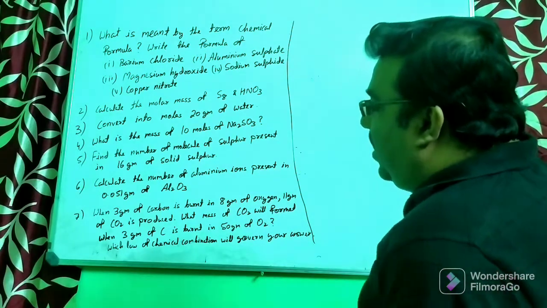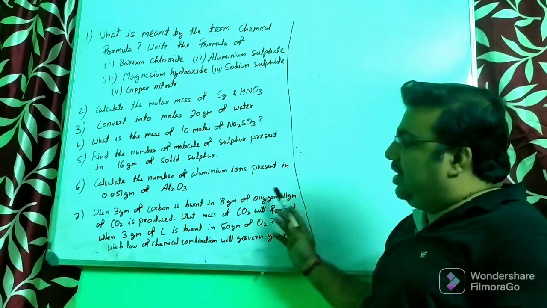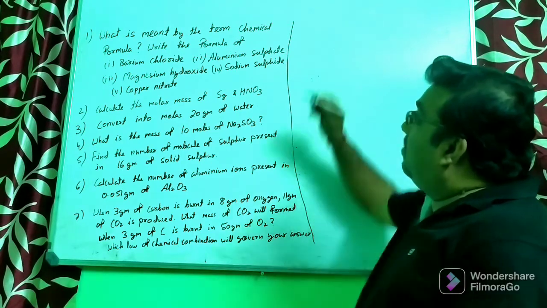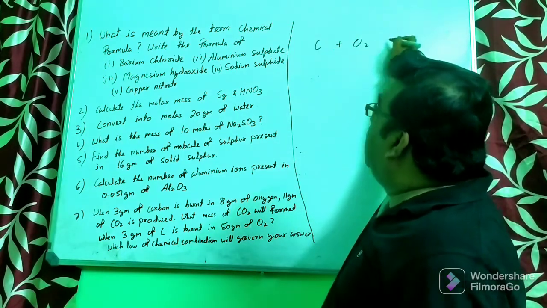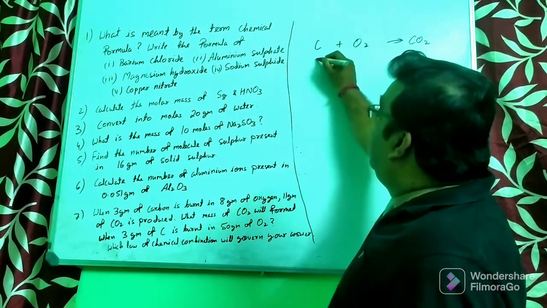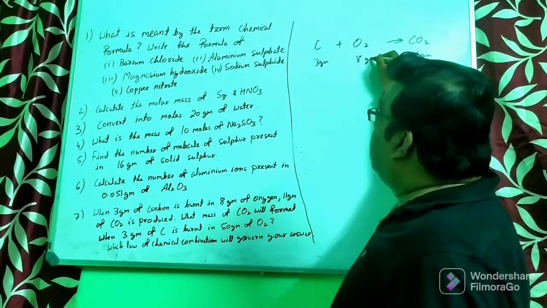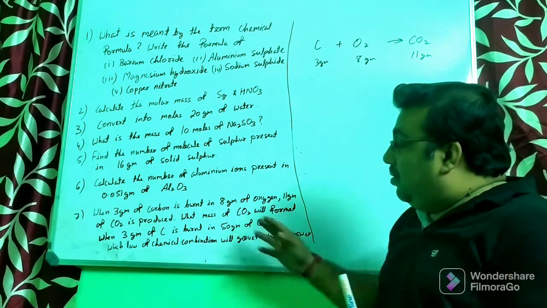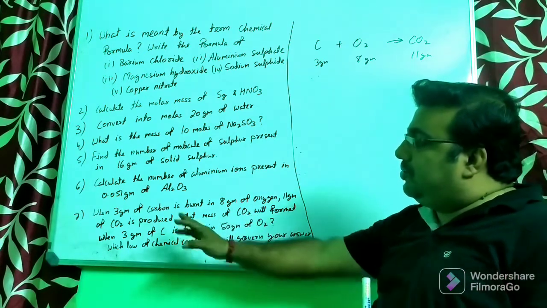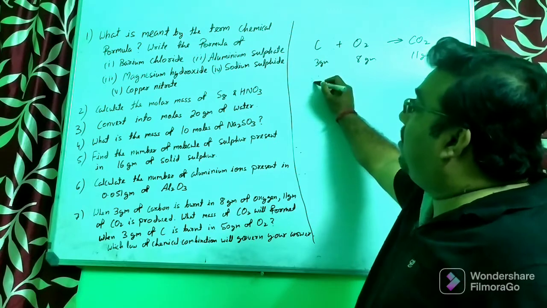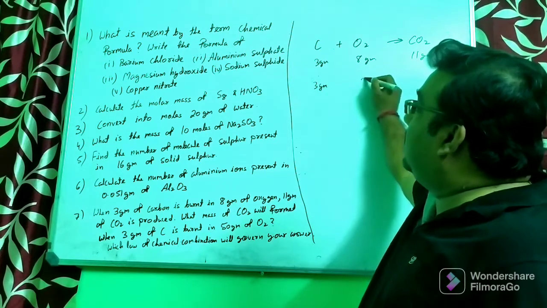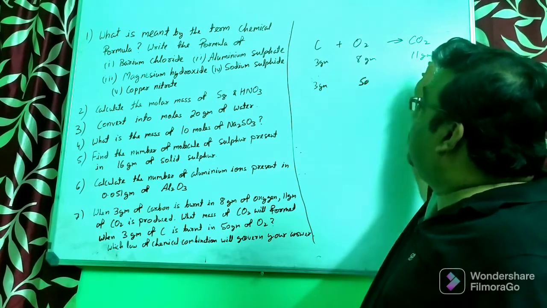When 3 gram of carbon is burned in 8 gram oxygen, 11 gram carbon dioxide is produced. When carbon is burned in oxygen, it will form CO2. 3 gram is taken with 8 gram, it gives 11 gram according to the question. Now the question is, what mass of CO2 will be produced when 3 gram carbon is burned in 50 gram oxygen?